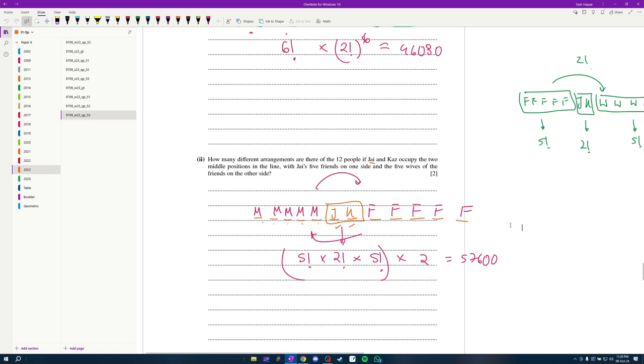And why this times 2 here? Can you guys figure out? Because the wives and Jay's friends can also interchange their positions, this side and this side. These are also interchangeable. That is why we have a times 2.